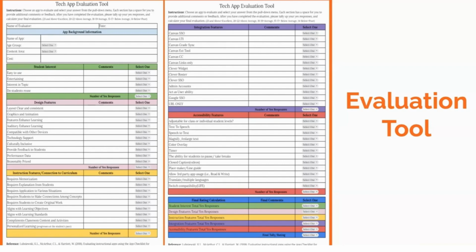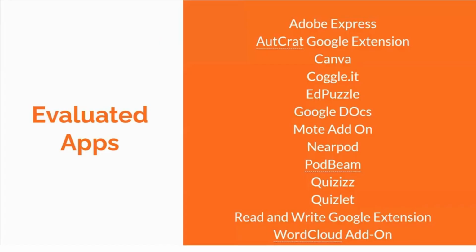Whenever teachers request an app through our team, we give them this evaluation tool, and then our team also evaluates the application. So on this tool, I just have drop downs to give it a certain score. And then at the end, we tally up the score, and that score tells us if it's a good application for Georgia Cyber or not. Some of the applications that we put through this evaluation are listed here on the right, all the way from Adobe Express to Word Cloud, Podbeam, Google Docs, all of those.